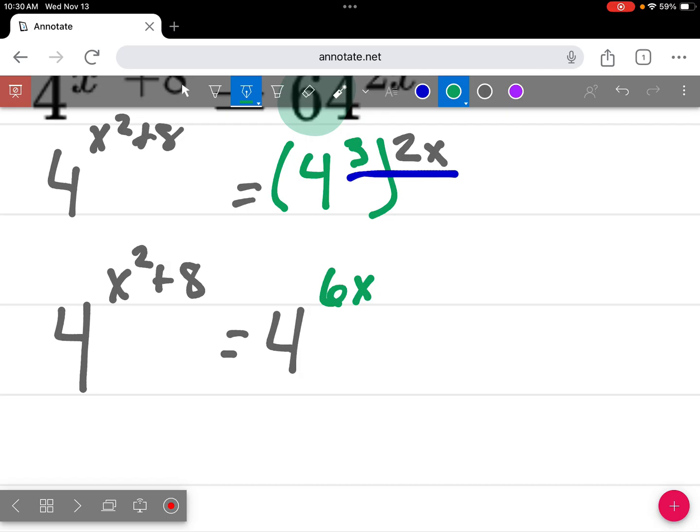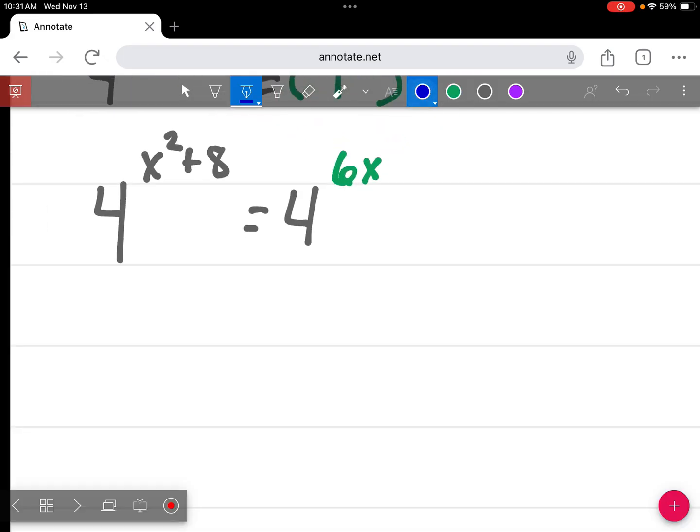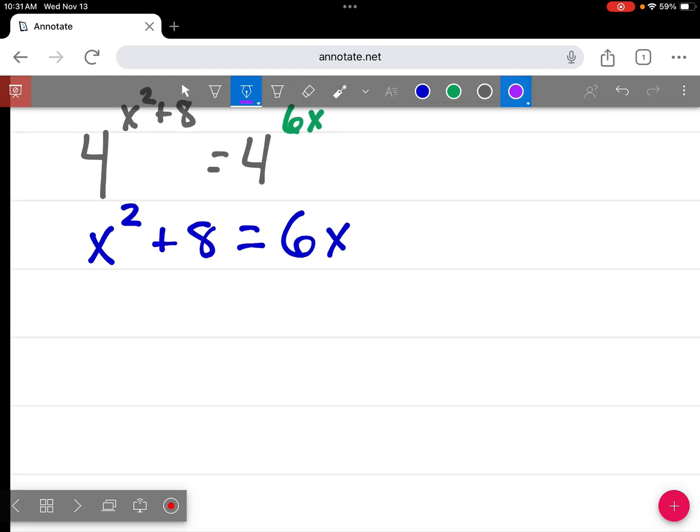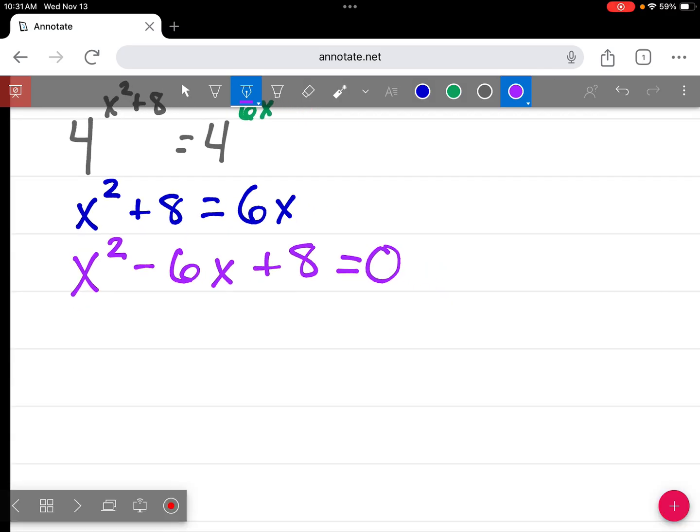So I just look at my exponents now. I want to know when does x squared plus 8 equal 6x. It's a quadratic. What do we do to solve a quadratic? What do I have to do before I can factor it? Set it equal to 0. So we subtract our 6x from both sides to get x squared minus 6x plus 8 equals 0. What can we do here?